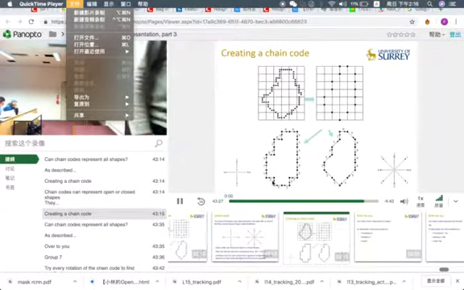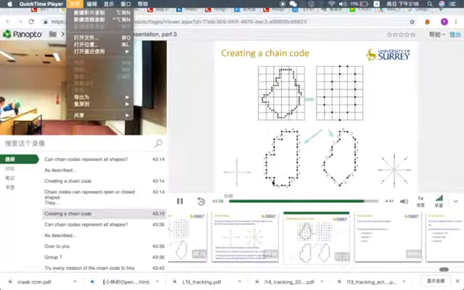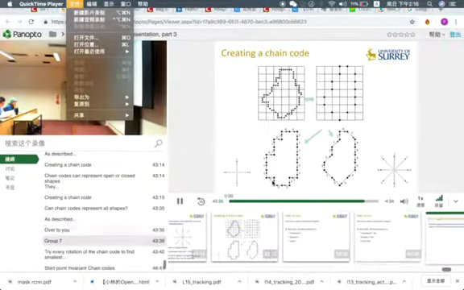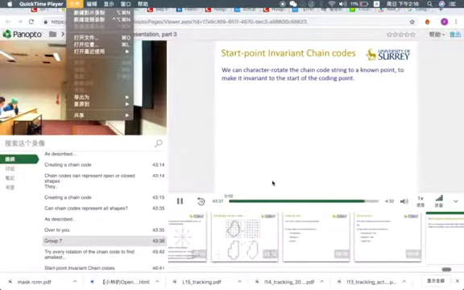Okay. So what we'd like to do is figure out a way of determining where the right place is to start coding our chain code from on the shape. And this is where we end up with what we call start point invariant chain codes.